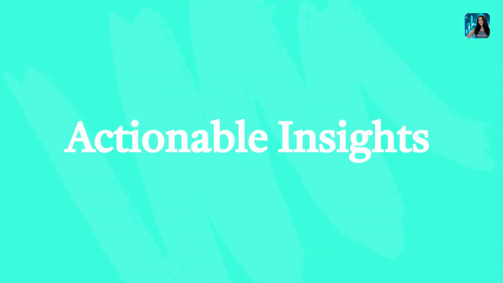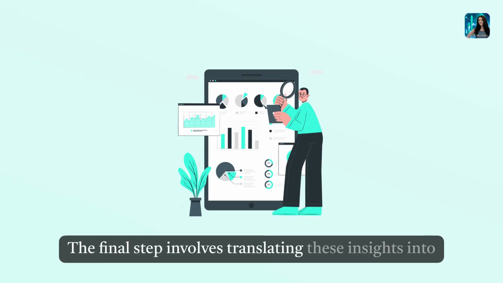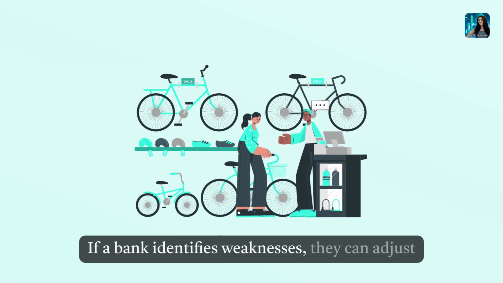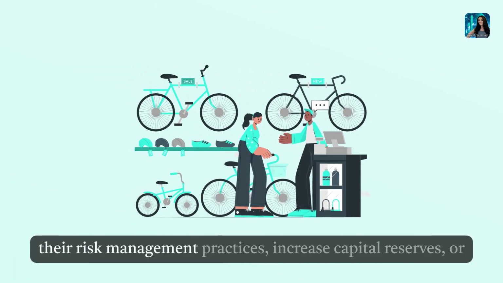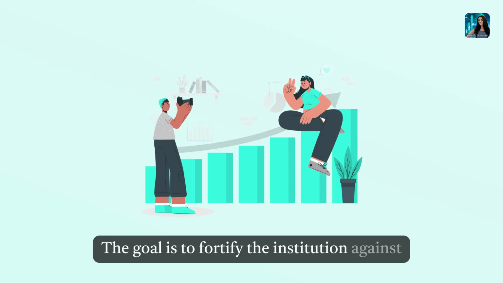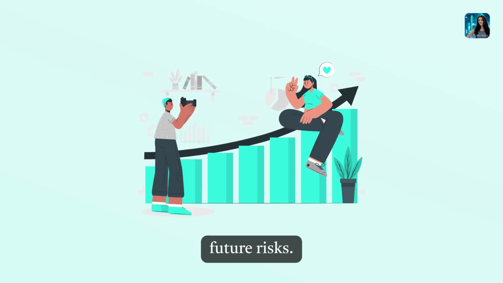Actionable insights. The final step involves translating these insights into actionable strategies. If a bank identifies weaknesses, they can adjust their risk management practices, increase capital reserves, or refine their lending strategies. The goal is to fortify the institution against future risks.